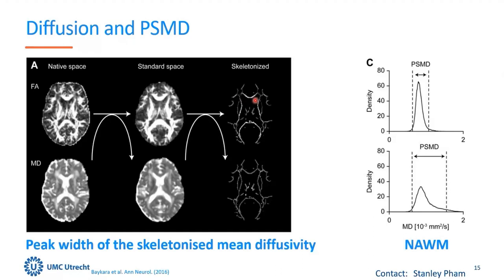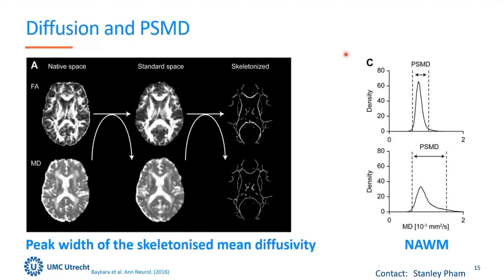And then if you mask out regions that are either near CSF or within lesions, you can calculate the distribution of all your mean diffusivity voxels in this white matter tract, and then you can plot them here. And this PSMD, or the peak width of skeletonized mean diffusivity, is just the width of this distribution, which tells us something about the white matter integrity.